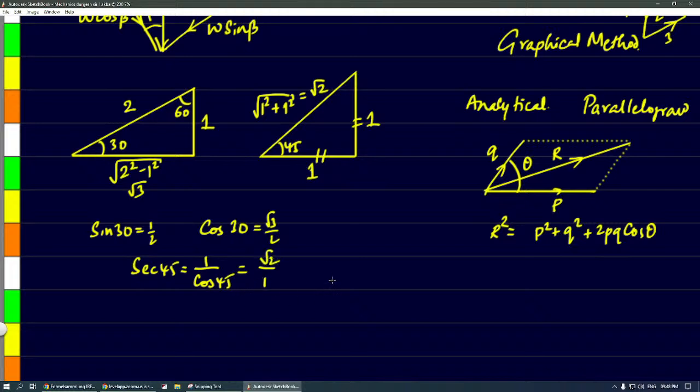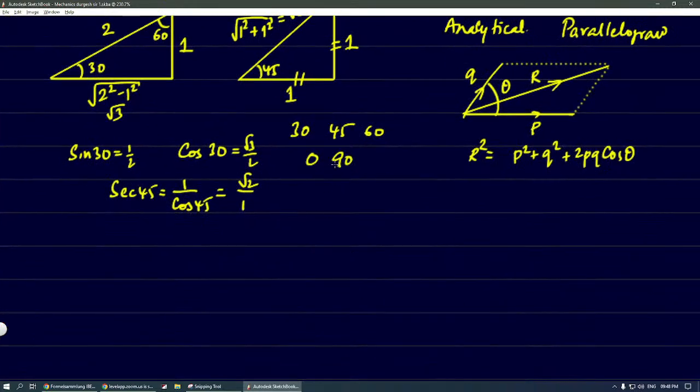So if you remember these two, then you can recall all the ratios of 30, 45 and 60. And there are two more angles, right? 0 and 90 degrees. How to recall for 0 and 90 degrees? If one is 0, the other one is 1.